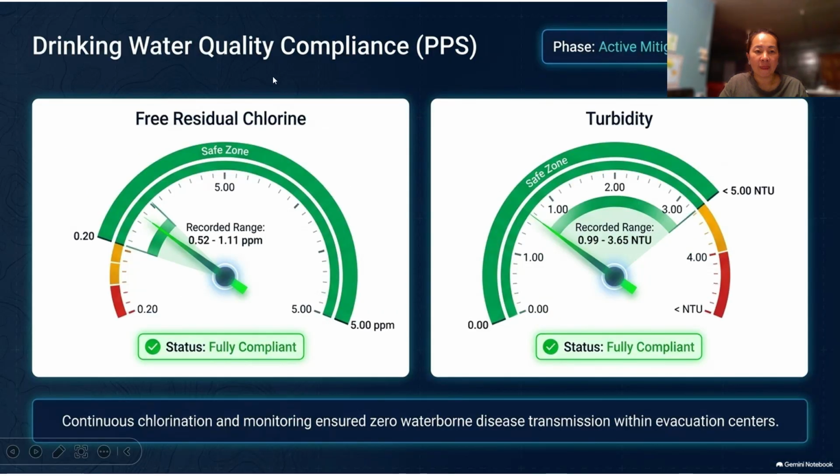And for drinking water quality compliance, they were monitored at the evacuation centers. For the result, free residual chlorine was recorded between 0.52 and 1.11 parts per million, while turbidity ranged from 0.99 to 3.69 NTU. The slide indicates that both parameters were fully compliant. Continuous chlorination and monitoring were important to maintain safe drinking water and prevent waterborne disease transmission in the evacuation centers.